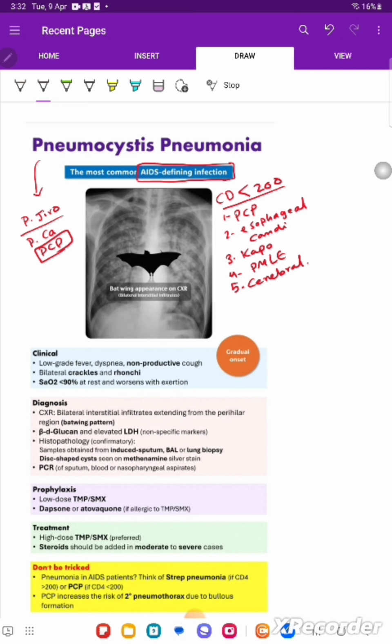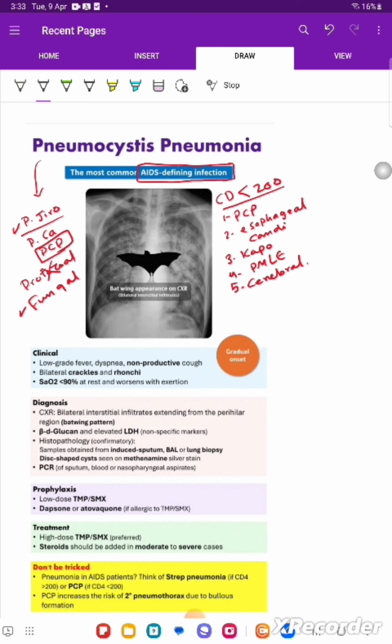And what's important also is that this organism was previously classified as a protozoal infection, but no longer is it considered a protozoal infection. It's considered a fungal infection, a special type of fungal infection. So Pneumocystis pneumonia is caused by Pneumocystis jirovecii, which is a special type of fungus. So this type of infection is transmitted by airborne infection or inhalation. And the most important risk factor for it is immune suppression, such as HIV.